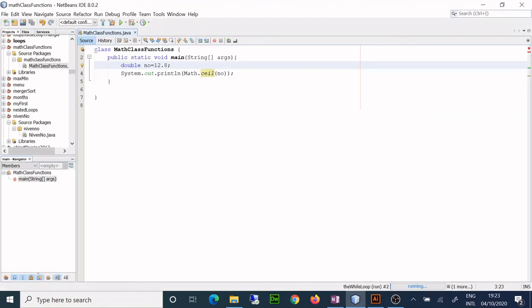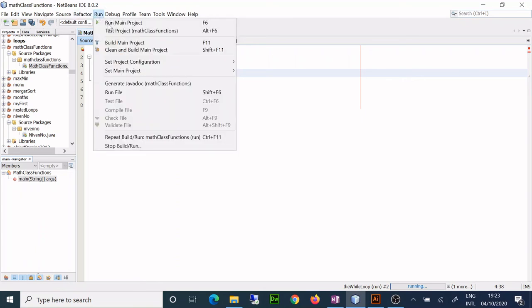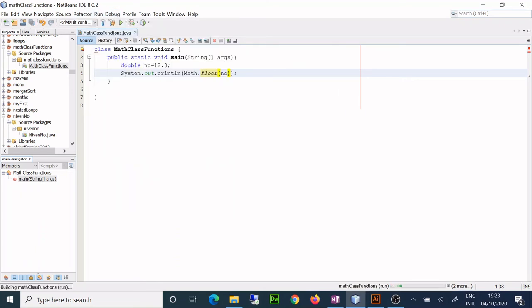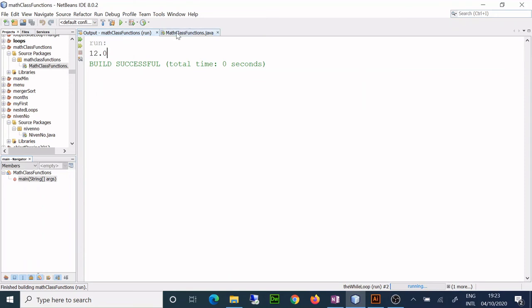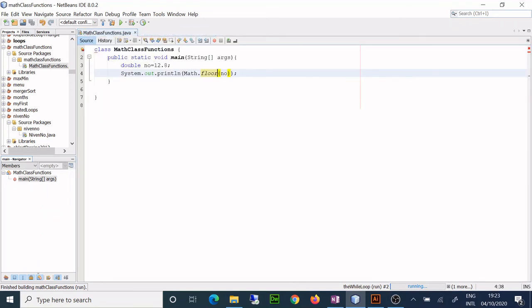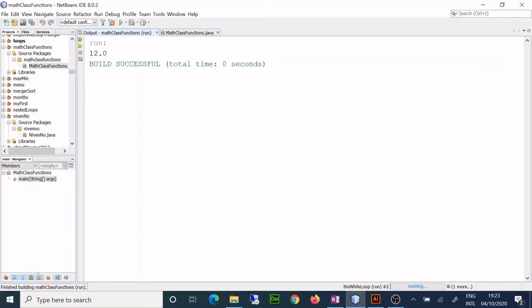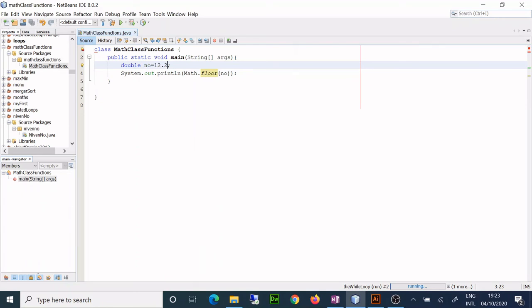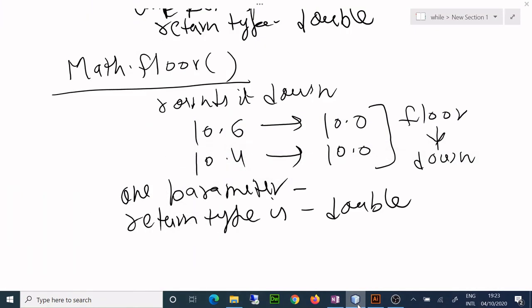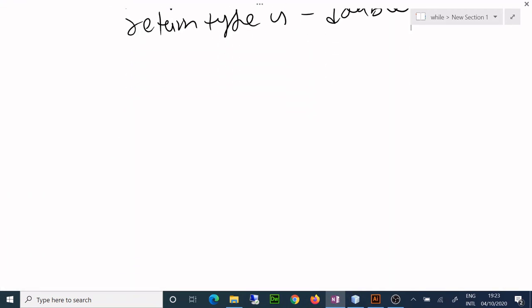Okay, so that's what math.floor does. So let's see now. I'll say math.floor. I run, and when I run, 12. Even if I make it 12.2 and run it, 12.0. So no matter what the situation is, it is going to round it down. Just keep in mind that. And the third one in this list is math.round.